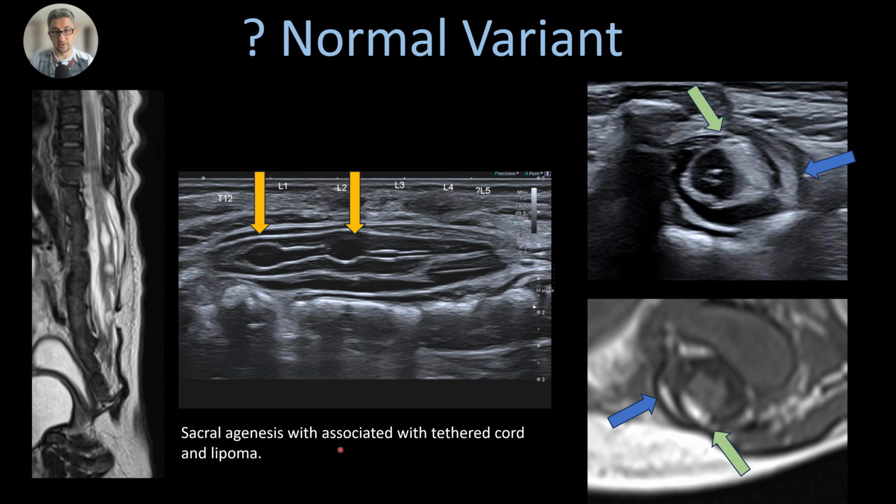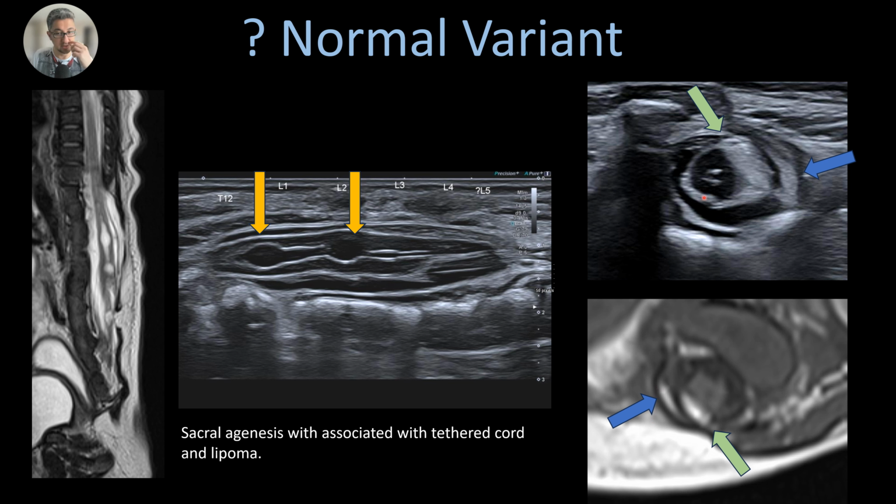We should be careful when calling a normal variant. For example, in this patient, this is not a normal variant, although the central canal seems to be dilated. This is not a terminal ventricle because there are two of them, and there is an associated low-lying cord. The conus is at the level of L4 almost, and there is an associated anomaly, a lipoma, as you can see here, with the MRI correlation.